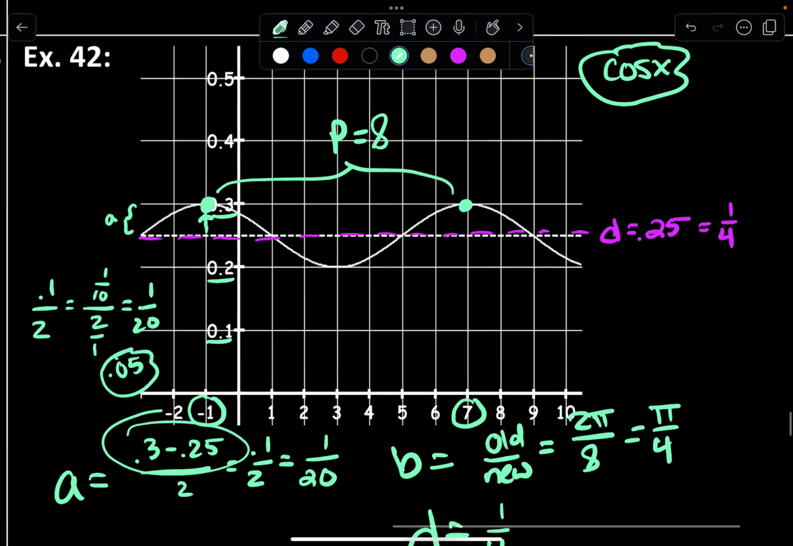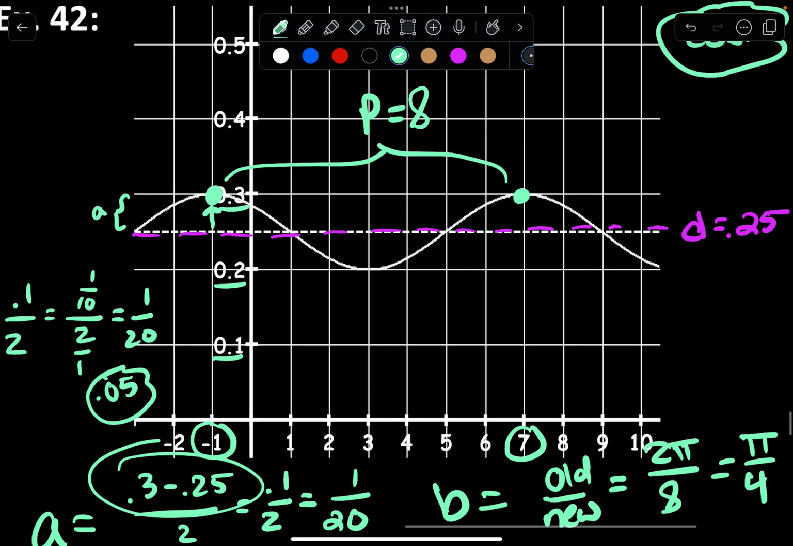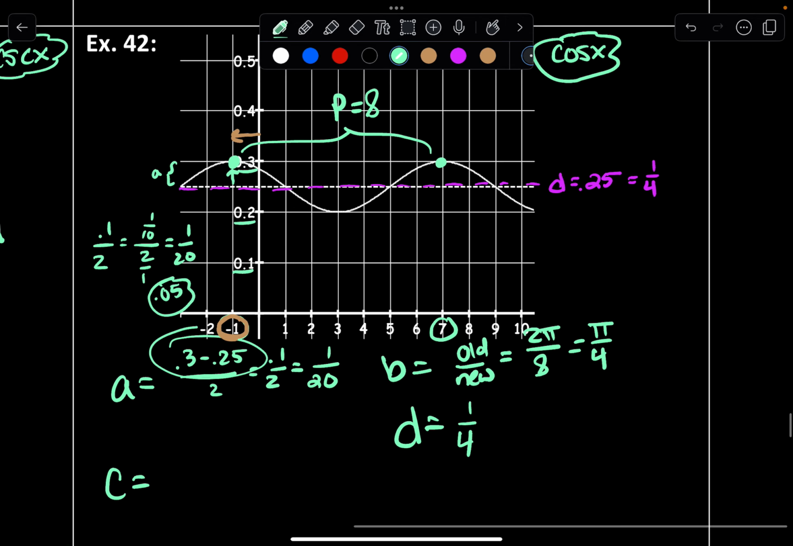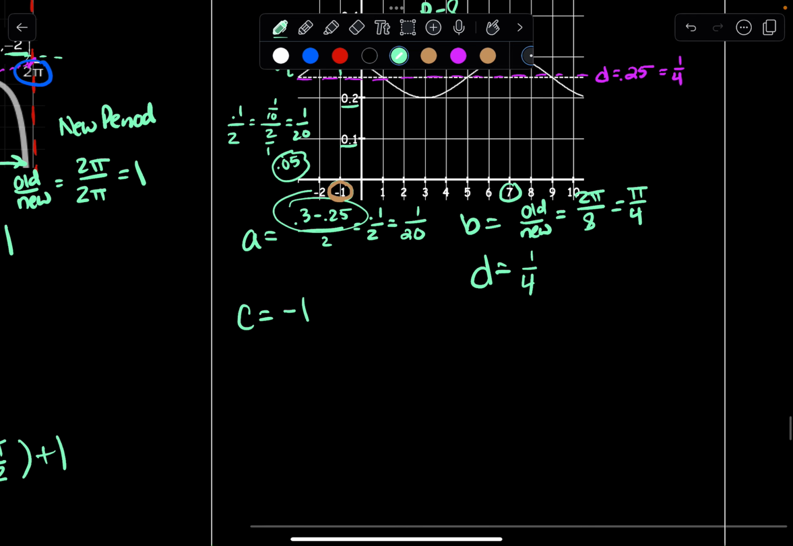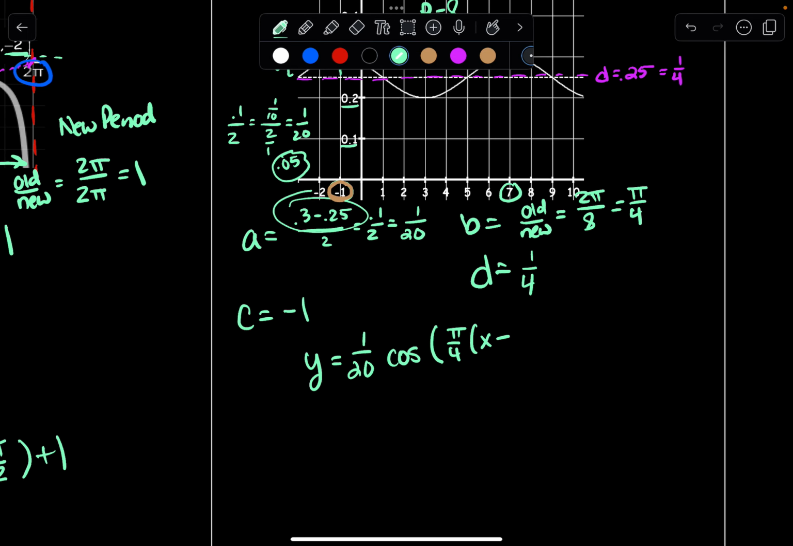For the horizontal shift, the phase shift, my maximum is going in this direction to the left, and it's at -1. So that means C is equal to -1. All right, so for cosine, amplitude is 1/20th. We use cosine because we use that maximum. B value is pi over 4. And then x minus, we're subtracting the C value, so we get x minus -1, so x plus 1, and then plus 1/4 for the midline.